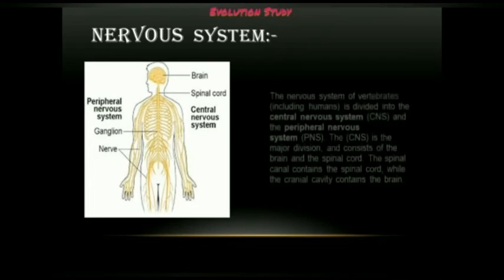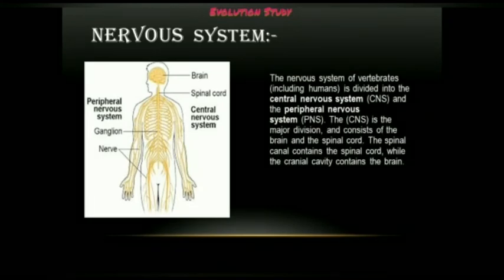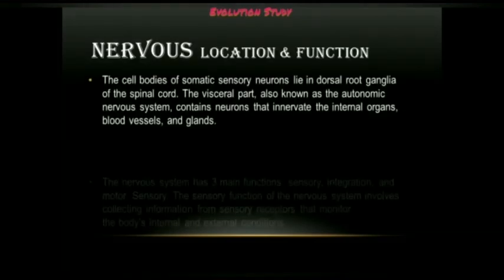What is the nervous system? The nervous system of the vertebrates, including humans, is divided into the central nervous system (CNS) and the peripheral nervous system (PNS). The CNS is the major division, and it consists of the brain and the spinal cord. The spinal canal contains the spinal cord, while the cranial cavity contains the brain. Now its location and function.